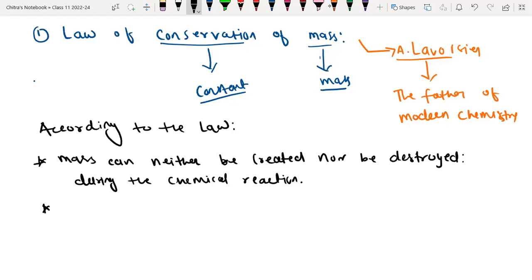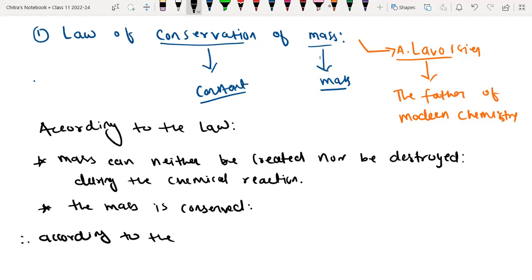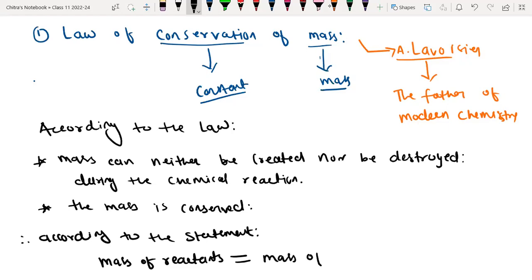Therefore, the second point I'm writing: the mass is conserved. Therefore, according to the statement, what we can write? Mass of reactant is always equal to mass of product.